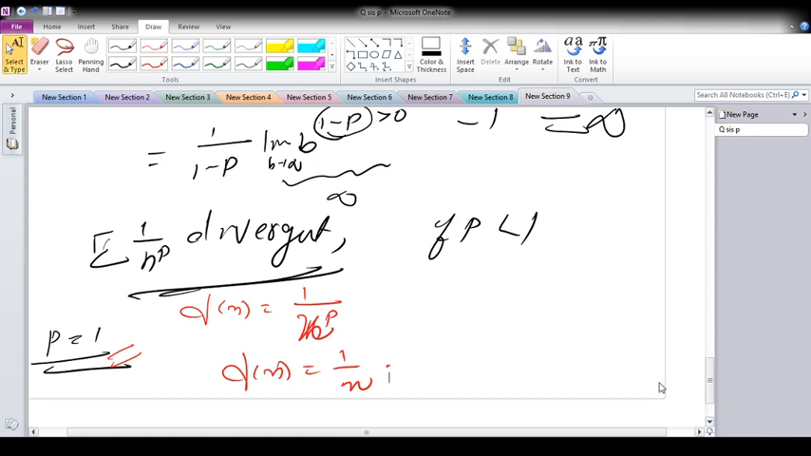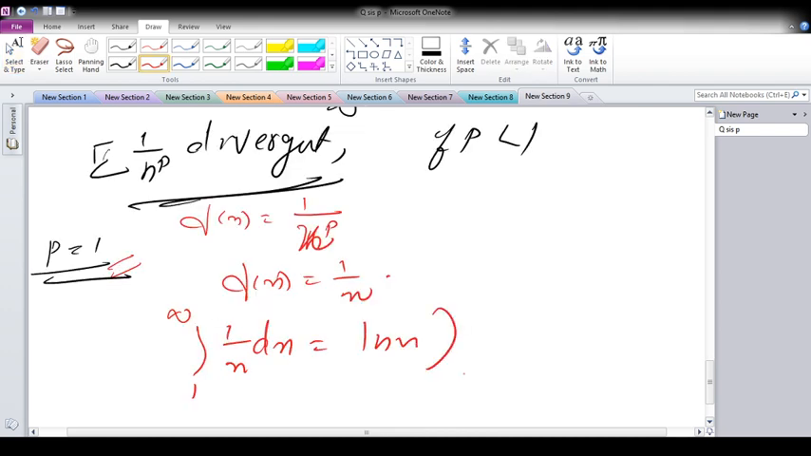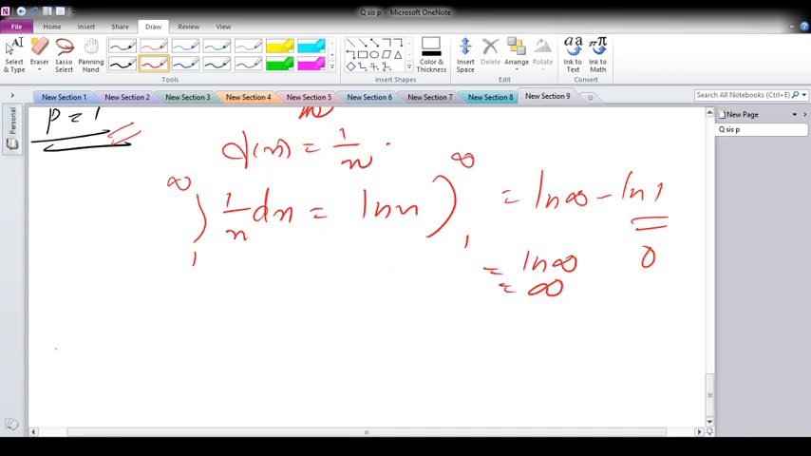Is it okay? So we can integrate 1 by x dx, that is equal to log x from 1 to infinity, that is log infinity minus log 1. Log 1 equal to 0, and log infinity is infinity. So in the case of p equal to 1, the integral value is infinity. So we can say for p equal to 1, the corresponding series is divergent.